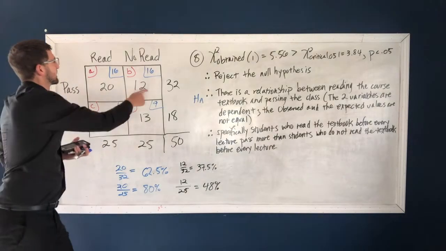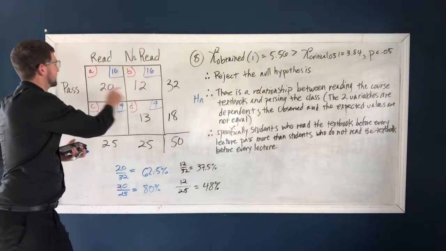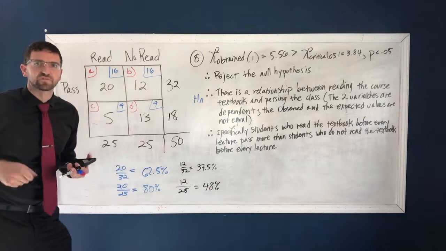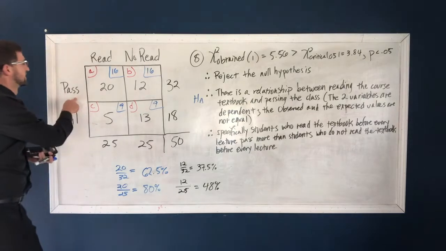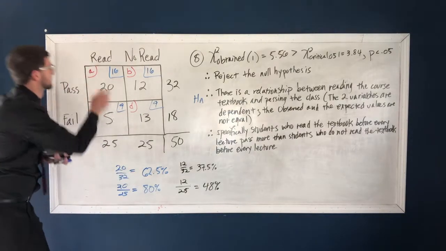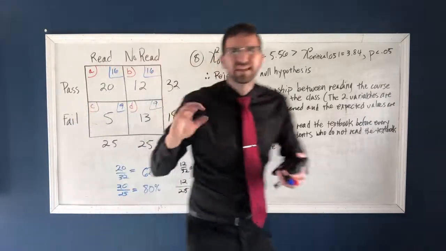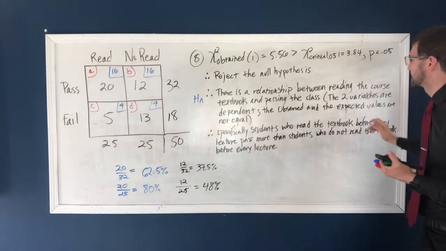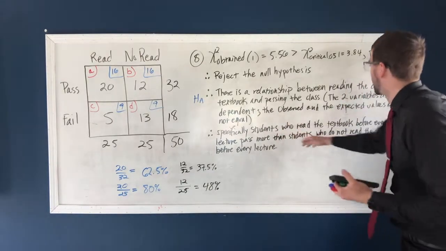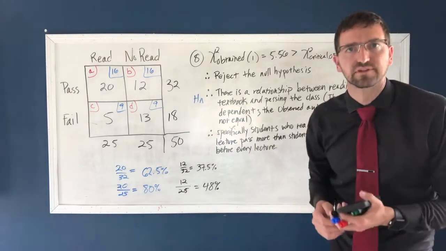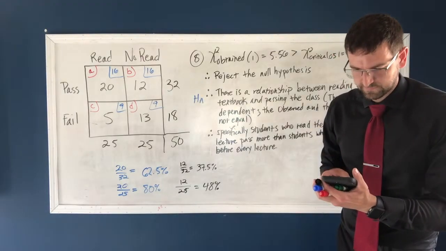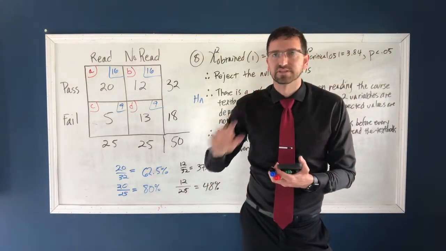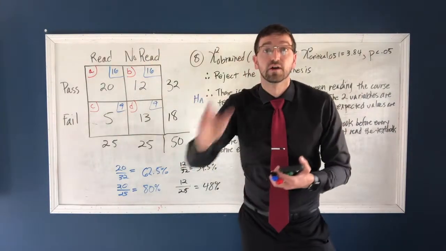So let's say that again. Of those who passed the class, 37.5% didn't read the textbook. Okay? Of those that passed the class, 62.5% read the textbook. So looking at all those different relationships, we're clearly seeing that students who read the textbook before every lecture pass more than students who do not read the textbook before every lecture. Okay, let me finish off this interpretation, but in order to do that, I need to erase this table.